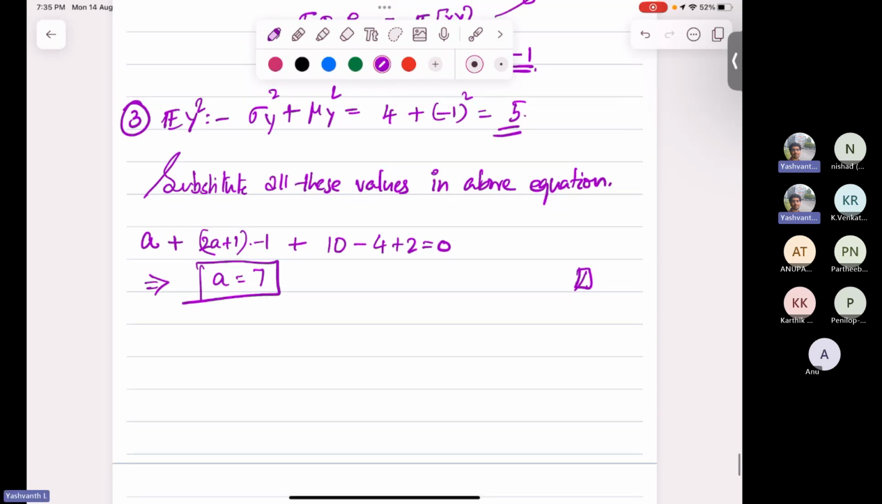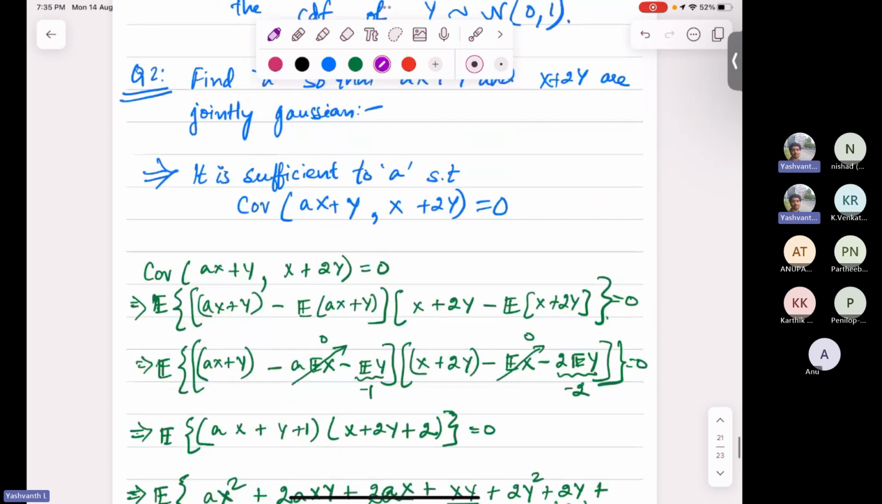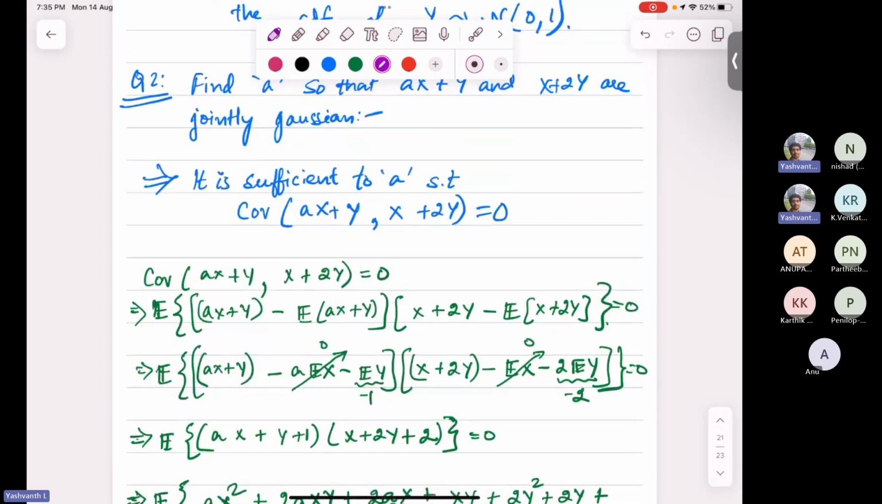So for a equal to 7, the two random variables ax plus y and x plus 2y will be independent, because for this value of a, the covariance is 0. Since they are also jointly Gaussian, they are independent. I hope this is clear.